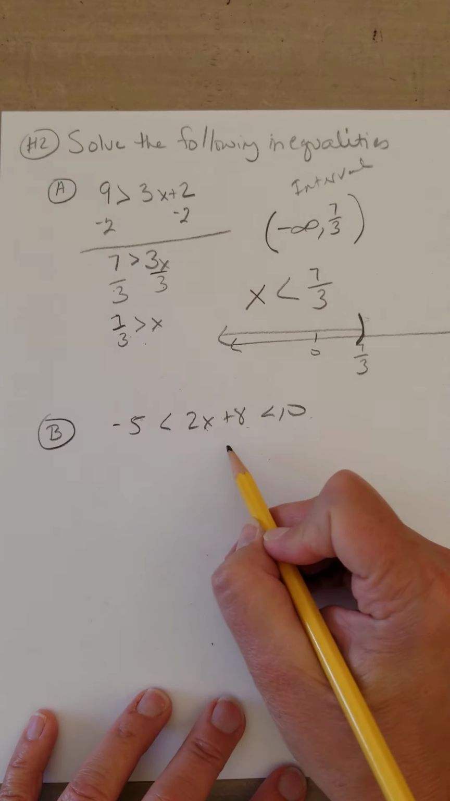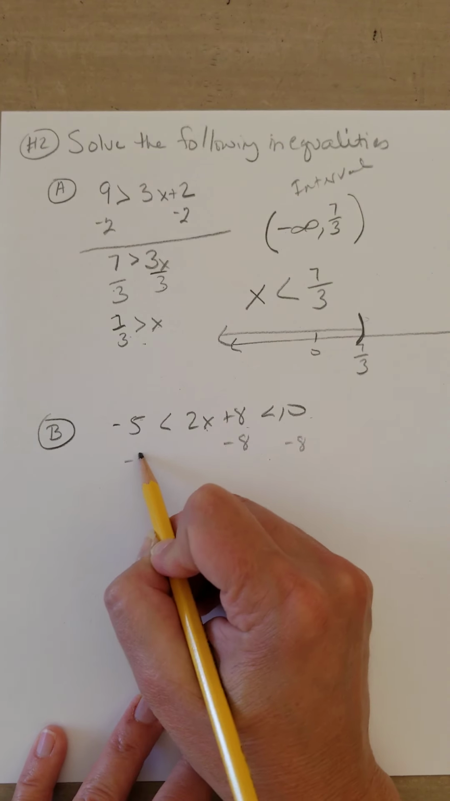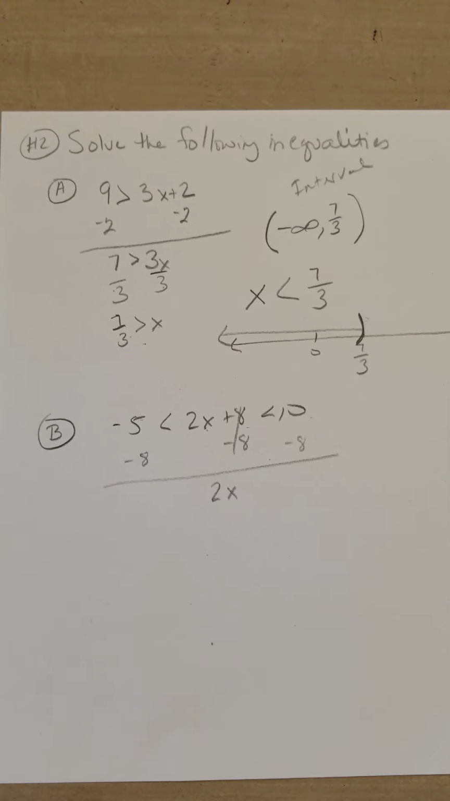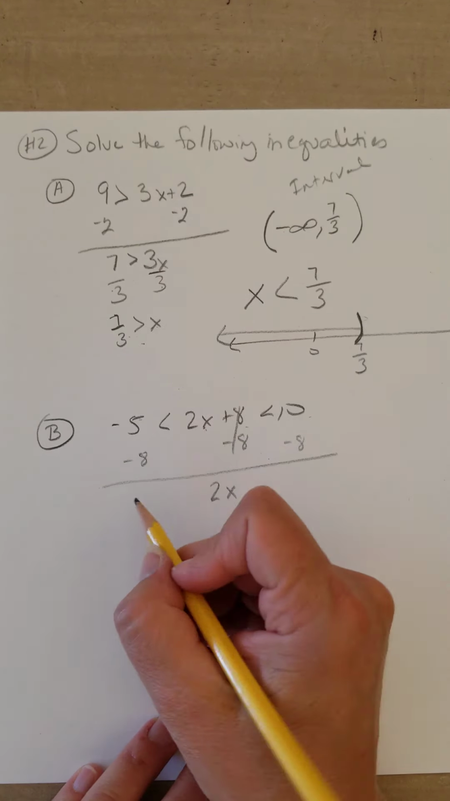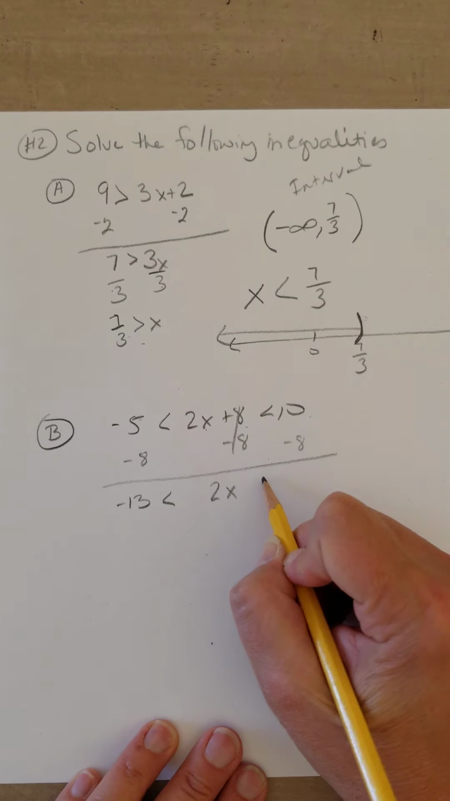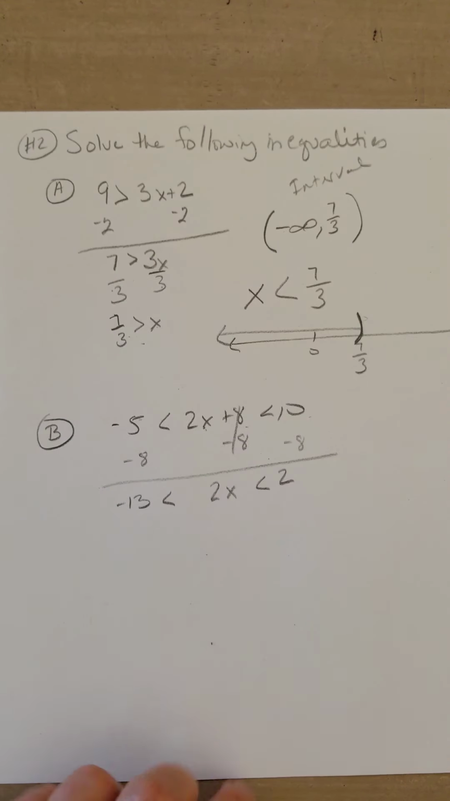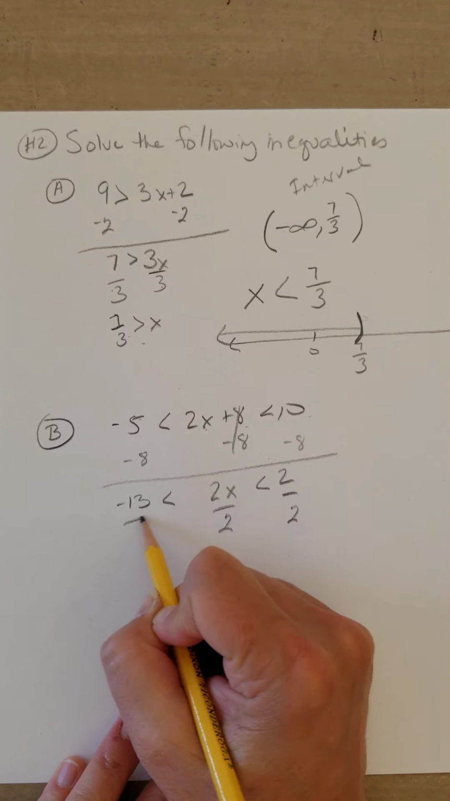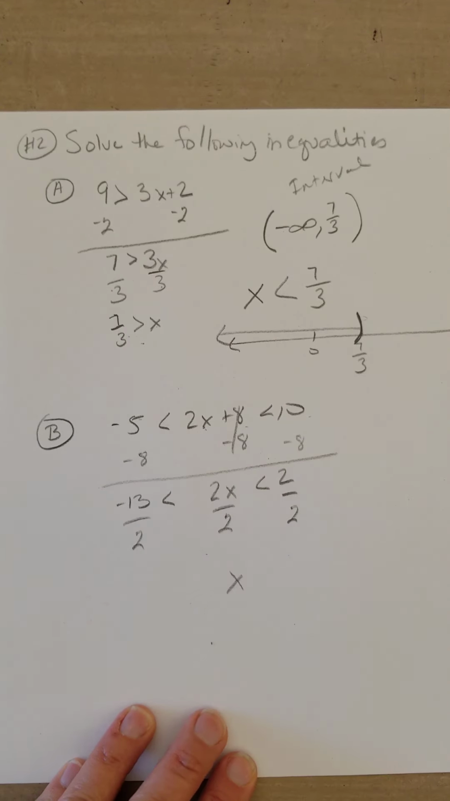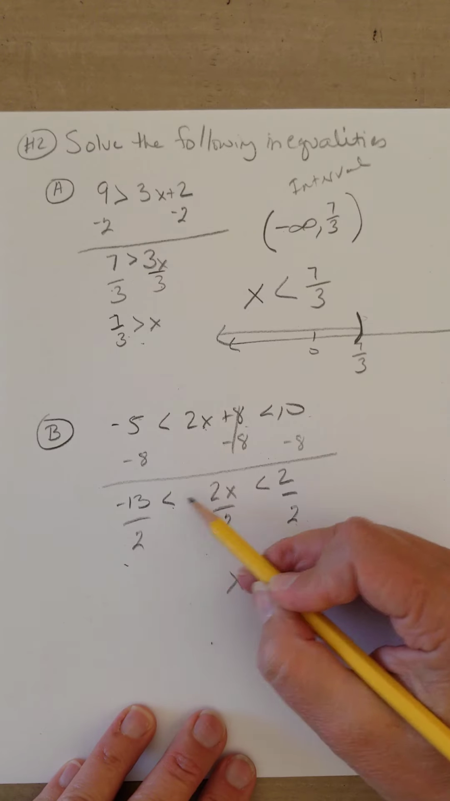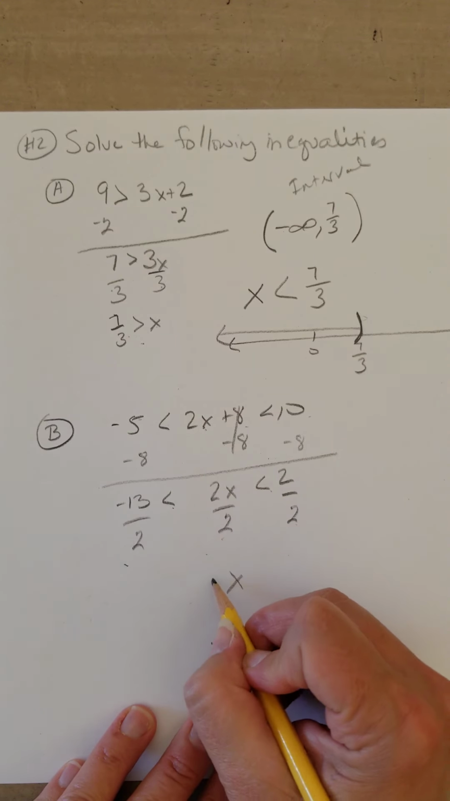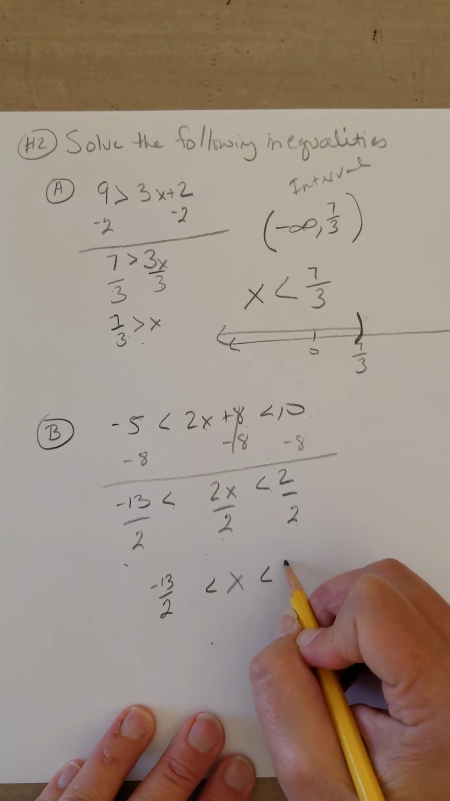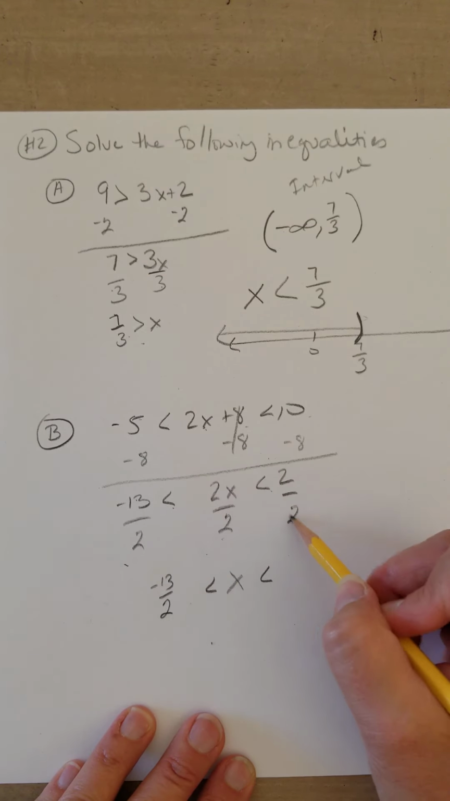To get the x by itself, first I'd subtract 8 here, subtract 8, subtract 8. 8's gone, 2x is here. Does subtracting 8 flip the inequalities? No. So we're going to have negative 13 is less than 2x, which is less than 2. Next, to get the x by itself, we're going to divide everything by 2. That gives me an x here. Dividing by positive 2, does that flip them? No, it'd have to be negative 2. And so negative 13 halves is here. 2 divided by 2, that's 1.